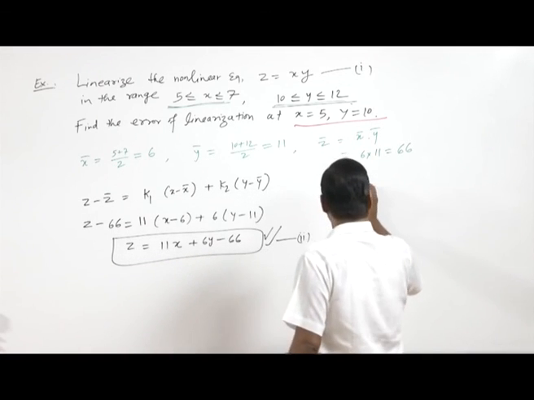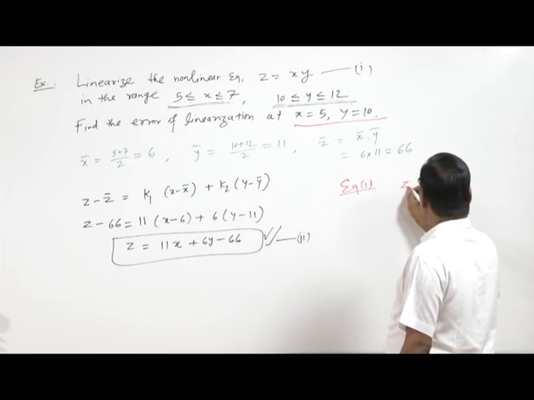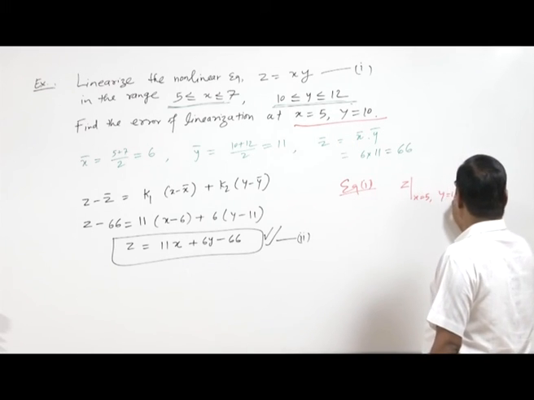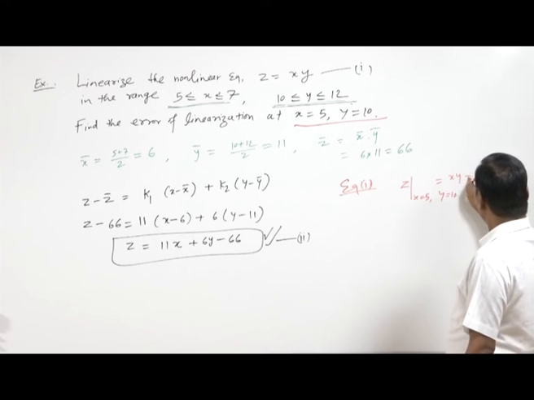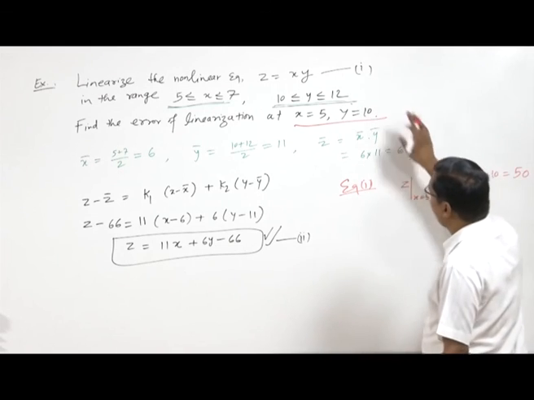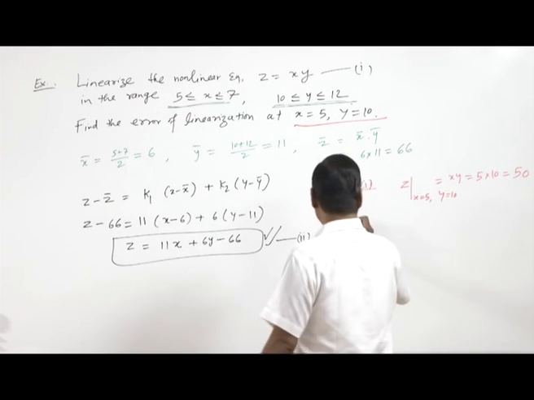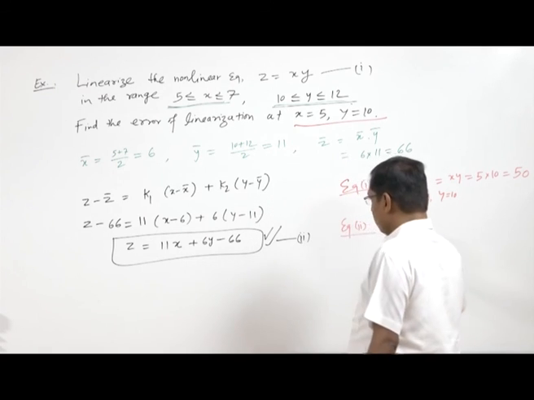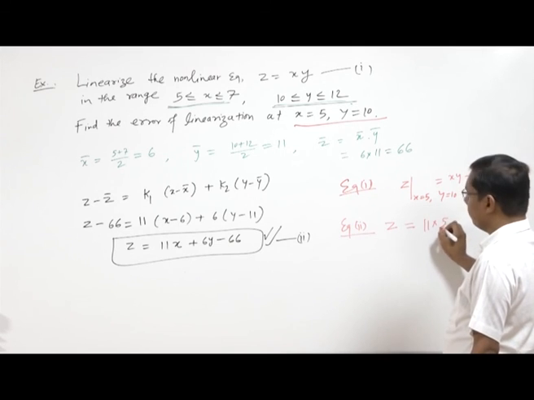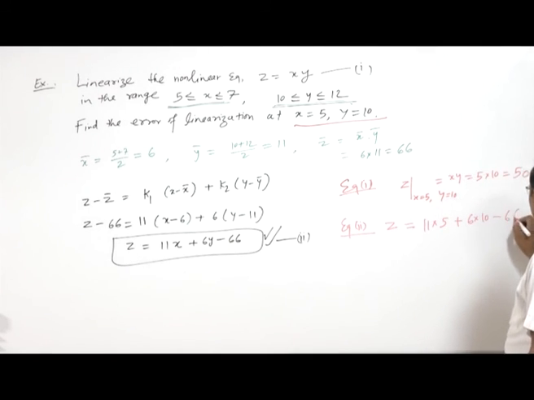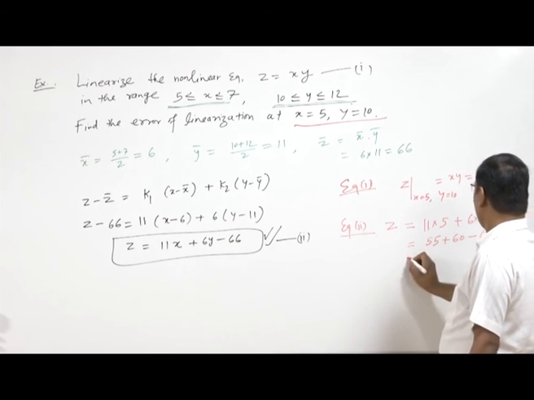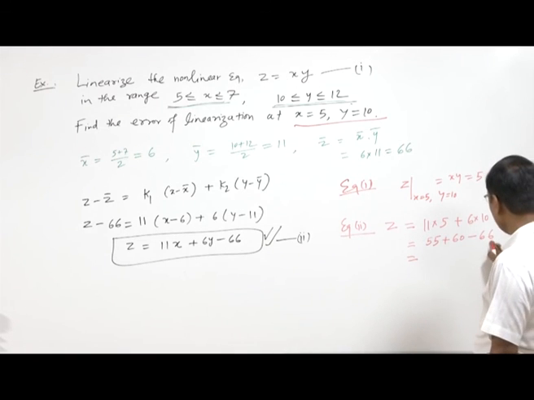So from equation 1, we get z at x equal to 5 and y equal to 10, equal to x into y. So x is 5 and y is 10, so we are getting 50. This is the correct value according to equation 1, the nonlinear equation. Now from equation 2, we get z equal to, at the same x equal to 5, y equal to 10, 11 into 5 plus 6 into 10 minus 66. So we are getting 55 plus 60 minus 66, and we get 49.